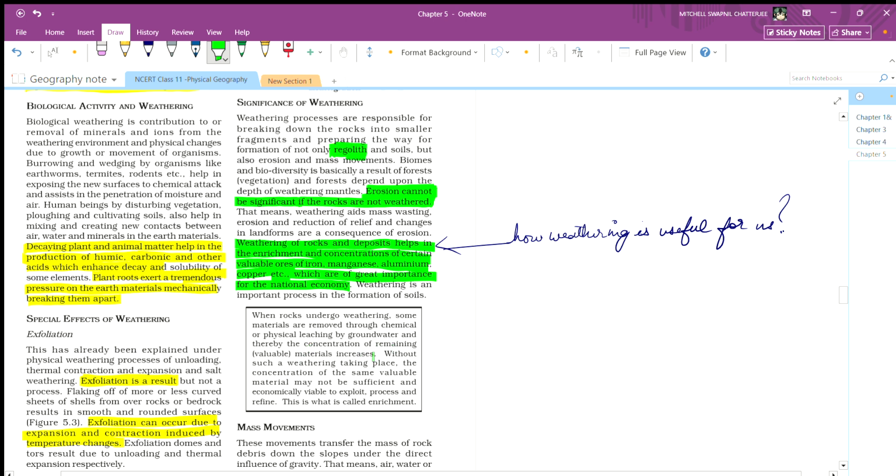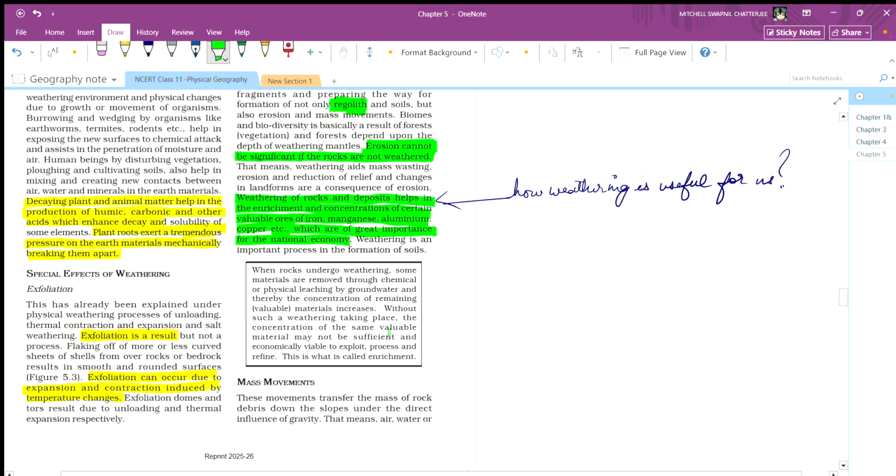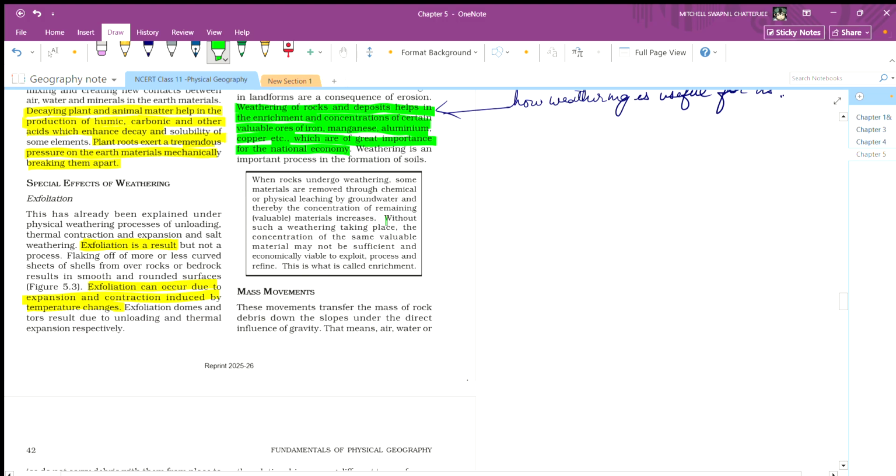So the soluble compounds get washed away due to groundwater, and what remains is a much denser material, which is more valuable. Without such weathering taking place, the concentration of the same valuable material may not be sufficient and economical to exploit, process and refine. This is called enrichment.